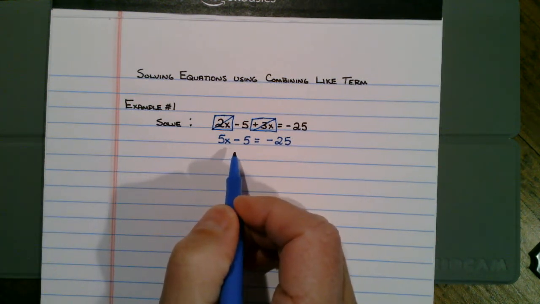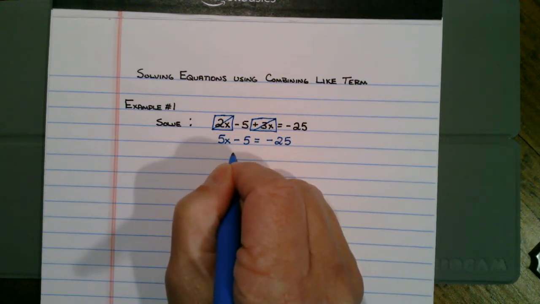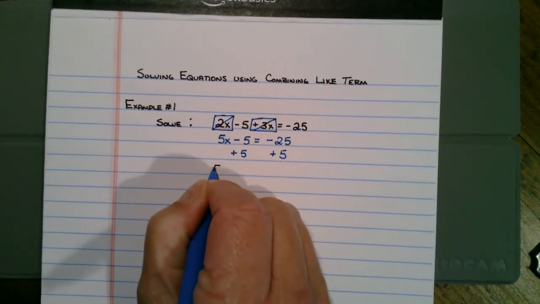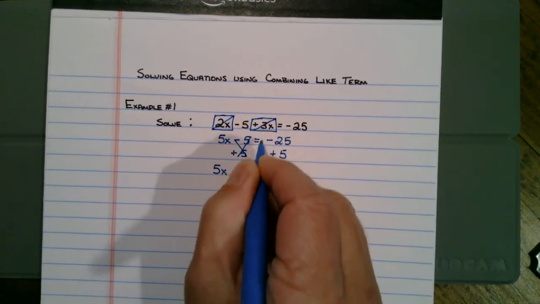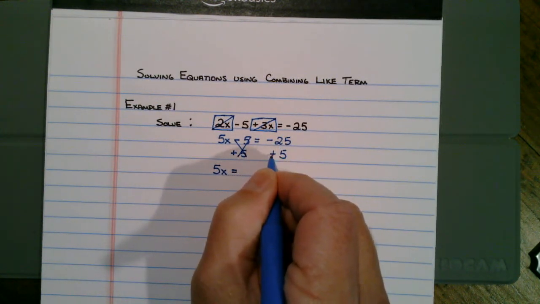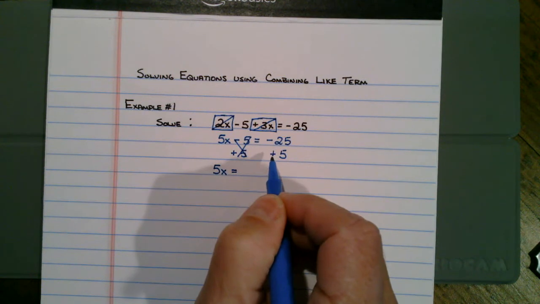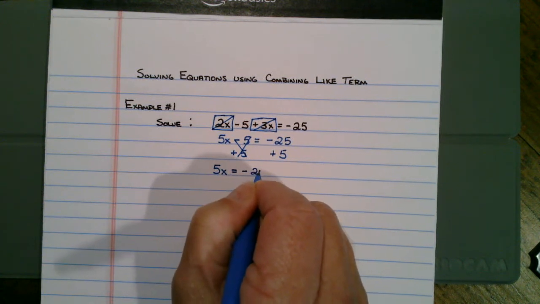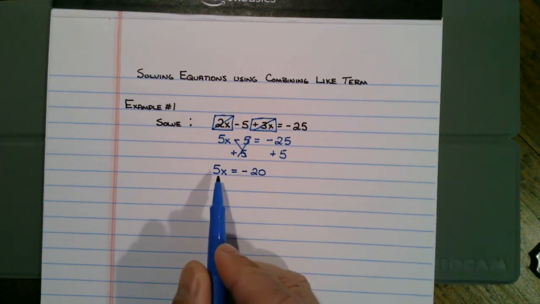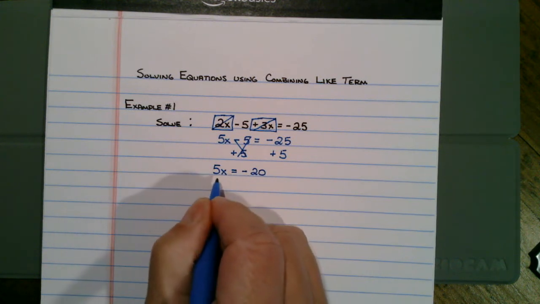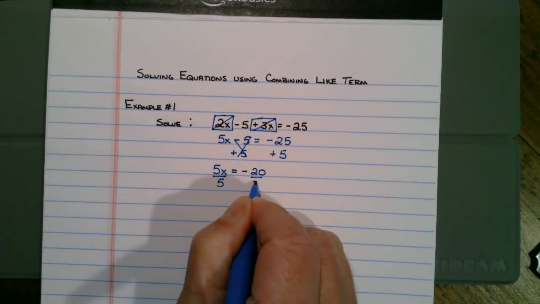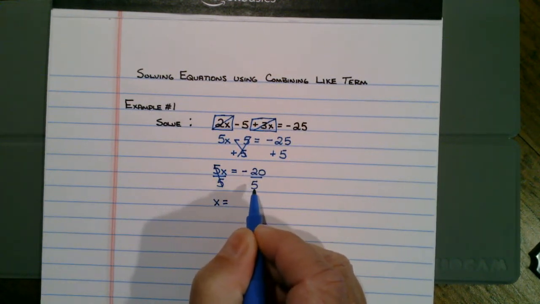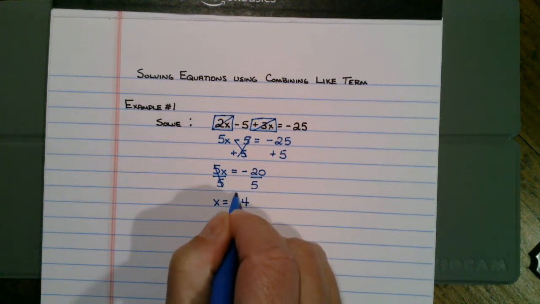First thing I need to do to solve this equation, opposite of negative 5, positive 5 to both sides. Bring down the 5x. This cancels out. Bring down the equal sign. Negative 25 and positive 5, the signs are different. If the signs are different, I subtract, take the sign of the bigger number. Negative 20. Now I need to do the opposite of multiplying by 5, which is dividing by 5. Divide both sides by 5. Cancel those 5s out. x is equal to negative 20 divided by 5, negative 4.